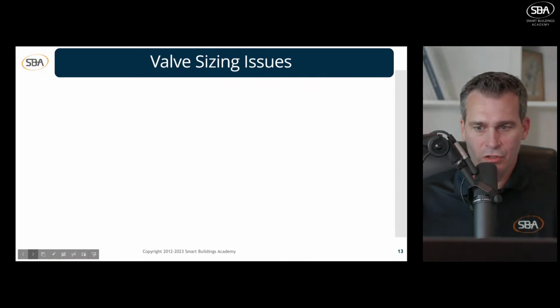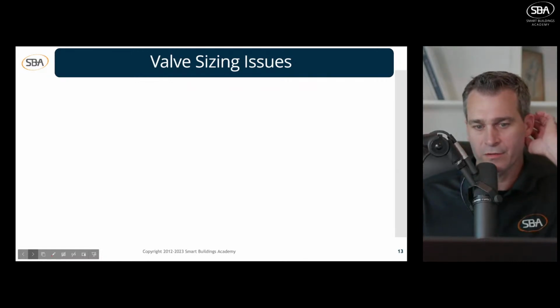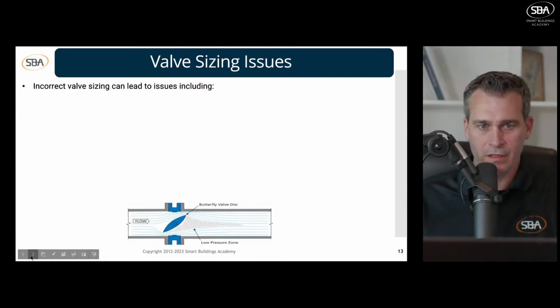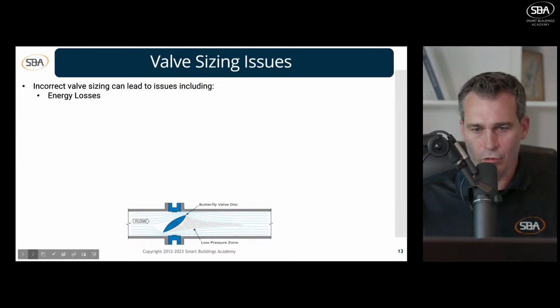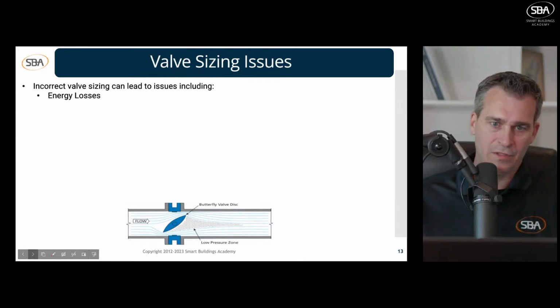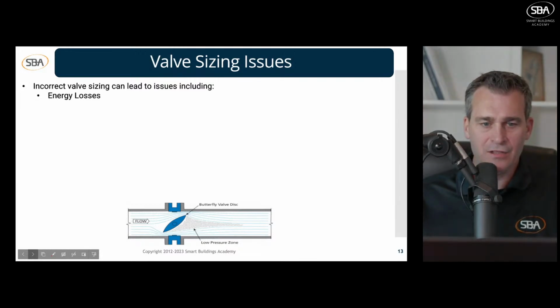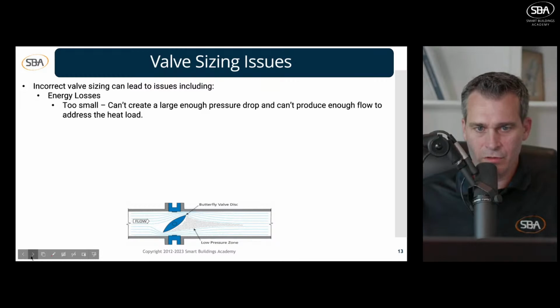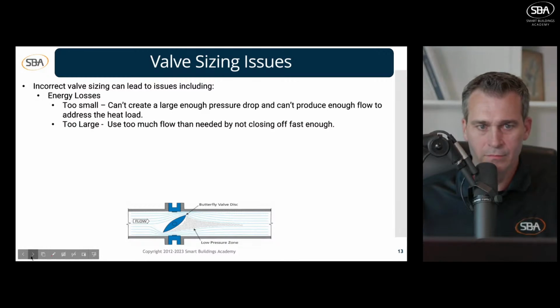Okay. Valve sizing issues. These are what can happen if we don't size our valves correctly. Incorrect valve sizing can lead to multiple issues. These include things like energy losses, due to the fact that we're never really controlling our heat load in our spaces. We're letting too much water pass through, and it's just inefficient that way. If they're too small, they can't create a large enough pressure drop for enough flow to address the heat load. Too large, there's too much flow, needed by not closing off fast enough.